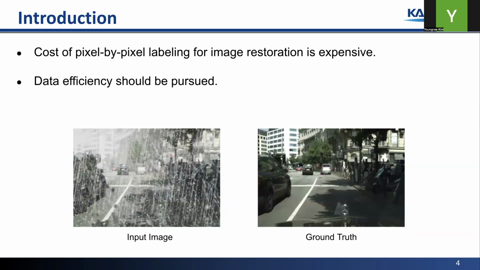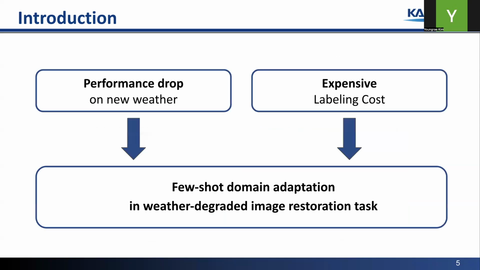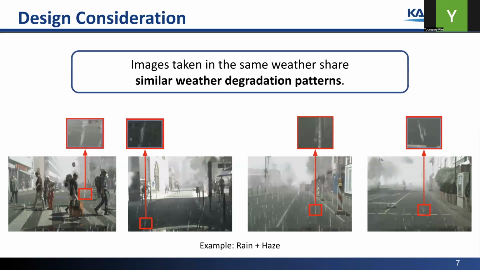On the other hand, due to the nature of image restoration tasks, pixel-by-pixel labeling is required, which is highly costly. Therefore, data efficiency must be prioritized. Based on these two problems, we propose a few-shot domain adaptation method for weather-degraded image restoration in this study. Before developing the method, we first analyzed the characteristics of the data, as shown in the image below.